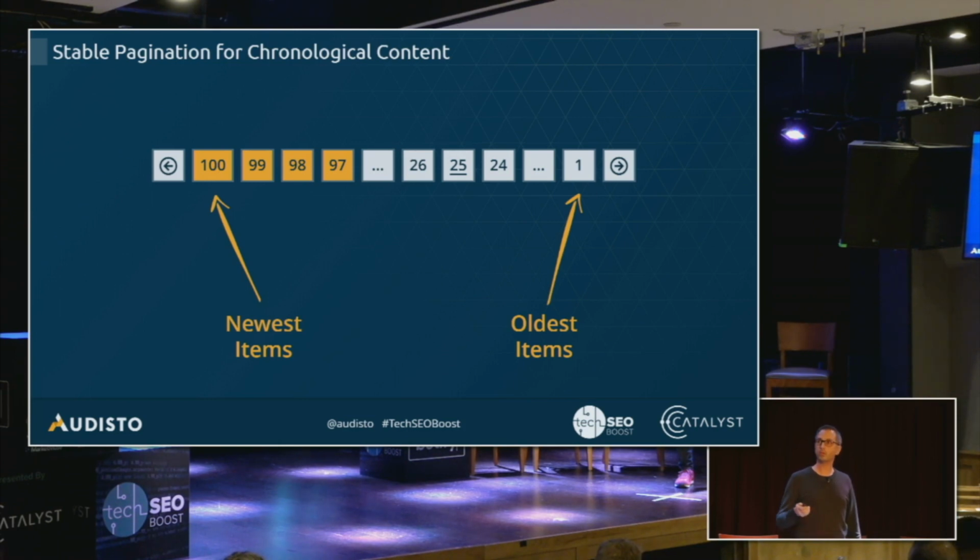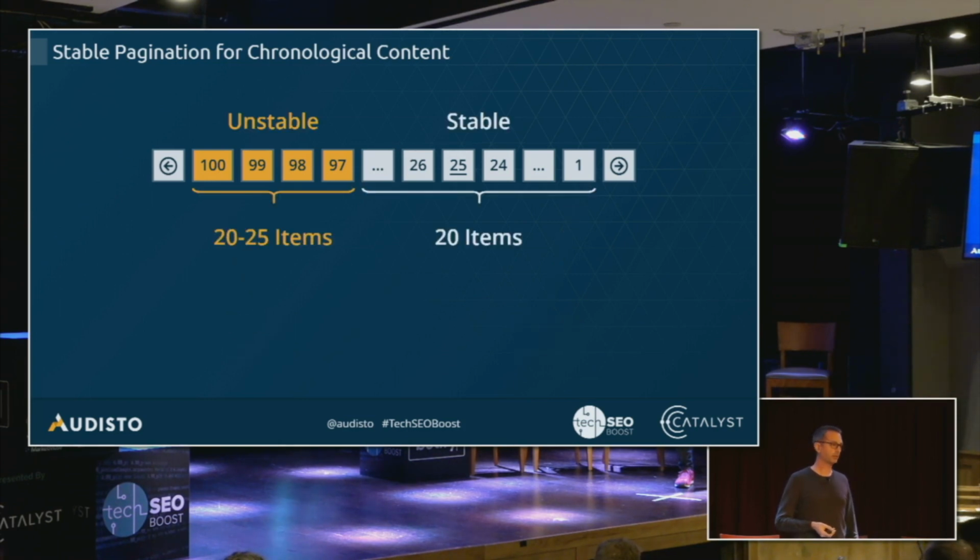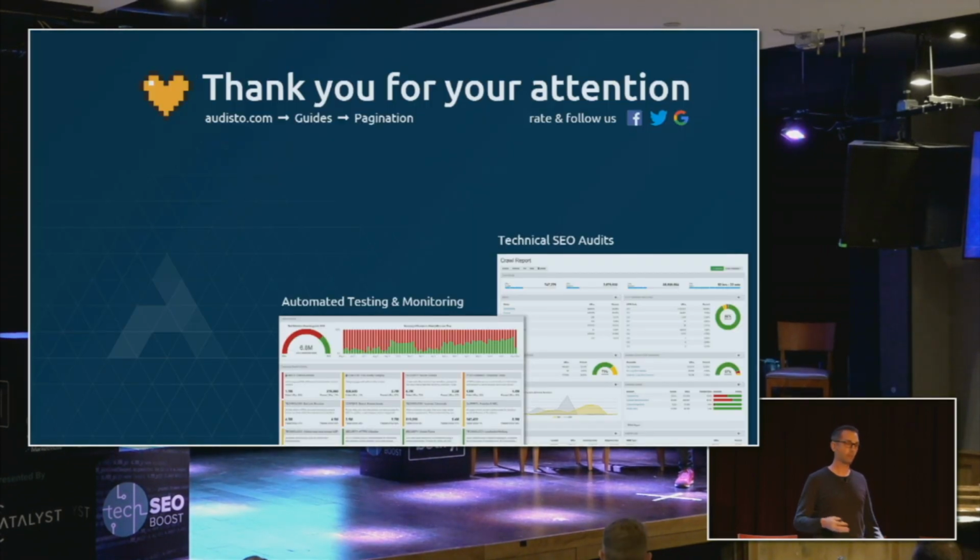But we can easily work around this by balancing the number of items for the first couple of pagination pages. So, for example, just display 20 to 25 instead of 20. And we then open up a new pagination page whenever we have enough items to fill a new pagination page. And this will make the older pagination pages totally stable. We will never have to change them at all. So they rarely need to be crawled, and we free a lot of crawl budget. Yeah, and that's about it.